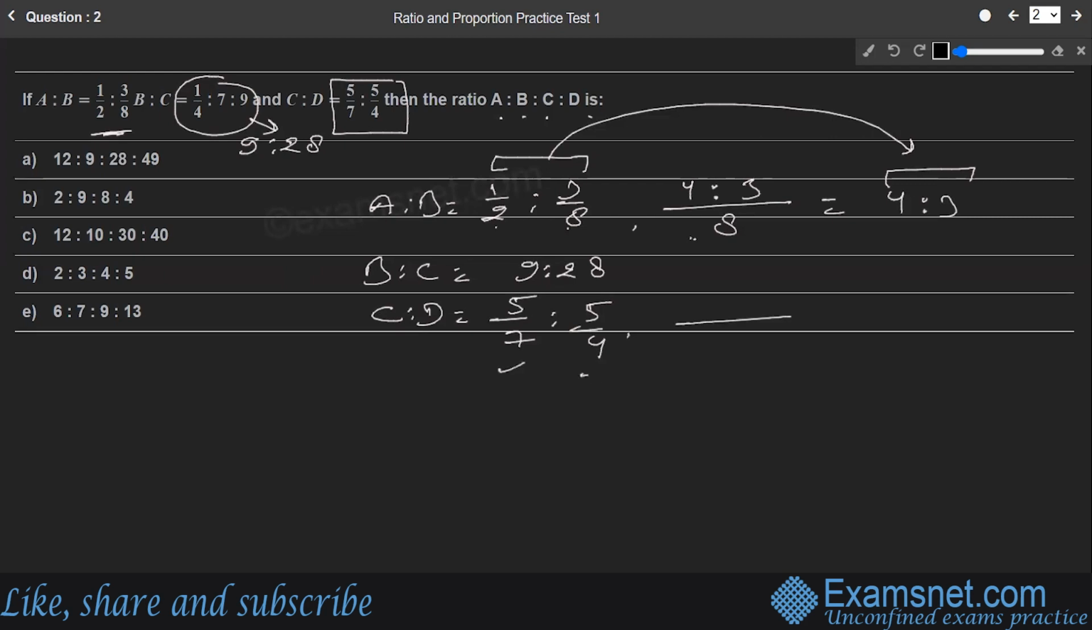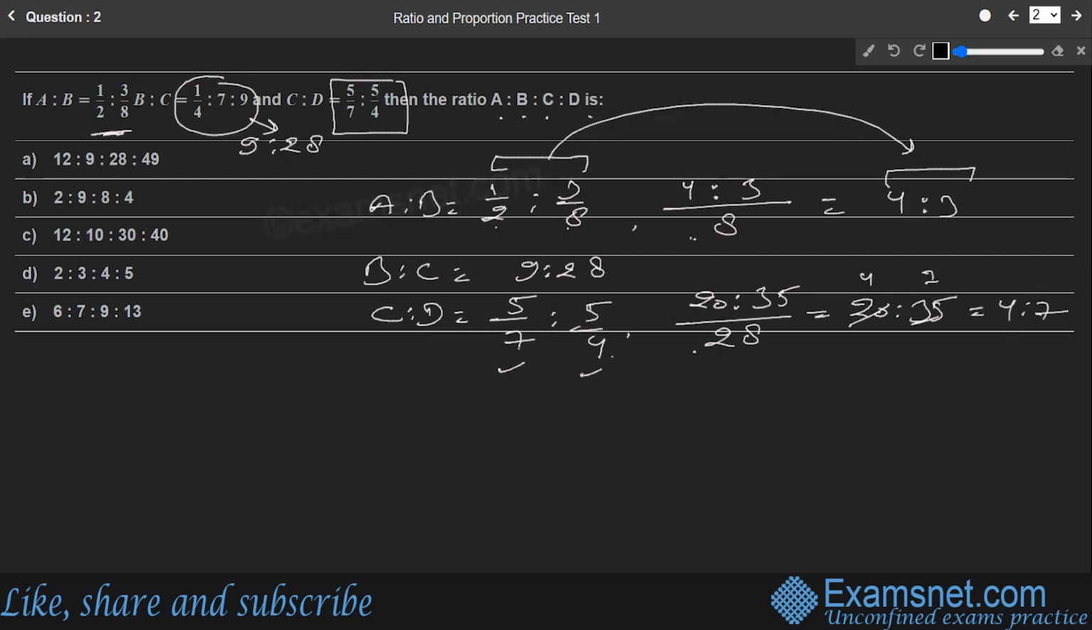The LCM of 7 and 4 is nothing but 28. Okay, let us operate. 7 divides 28 by 4 and 4 into 5 is 20. Similarly, 4 divides 28 by 7 and 7 5s are 35. So the ratio becomes 20 is to 35. If we simplify this, it is 5 4s are 20 and 5 7s are 35. So this ratio is actually 4 is to 7.